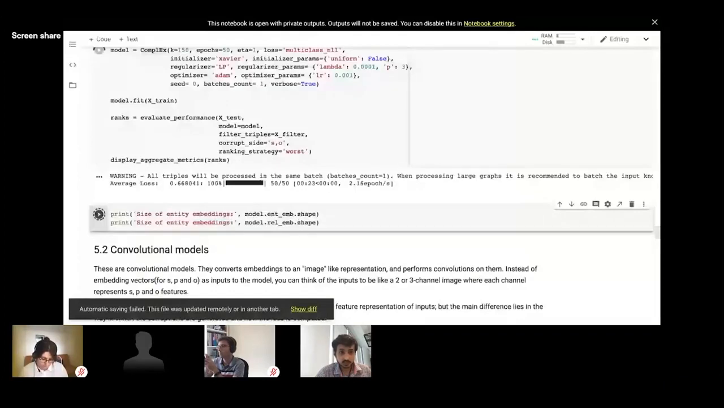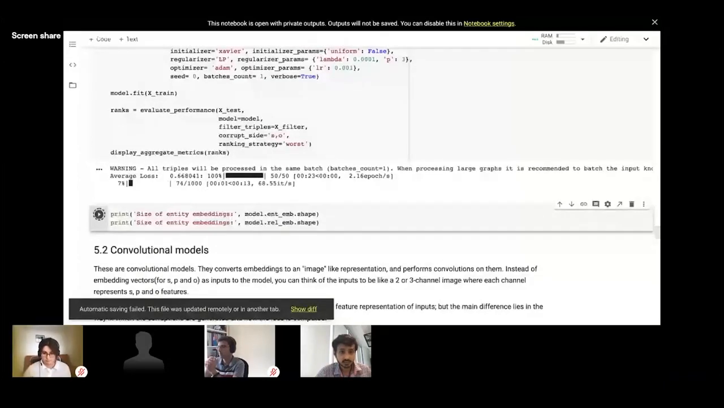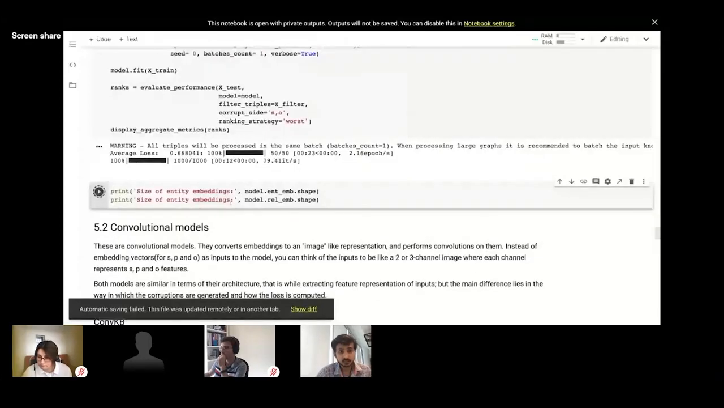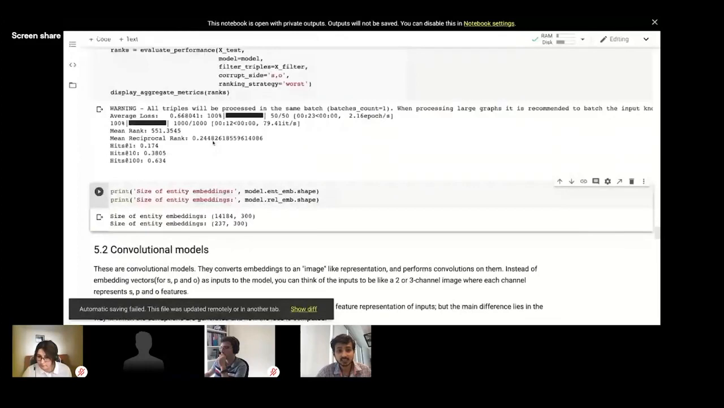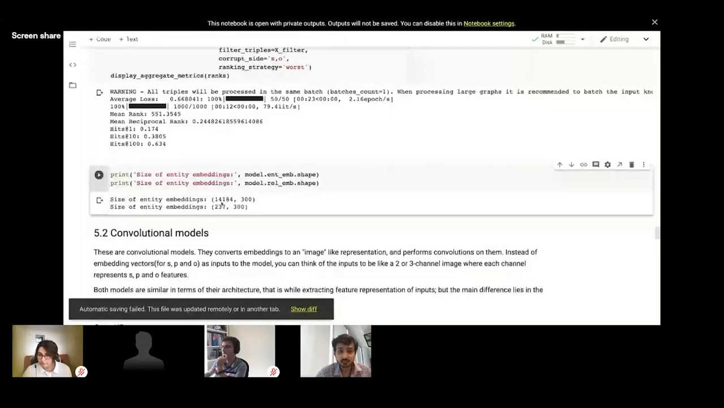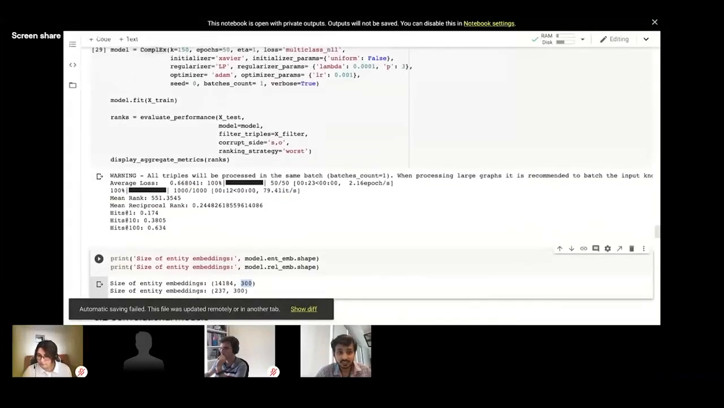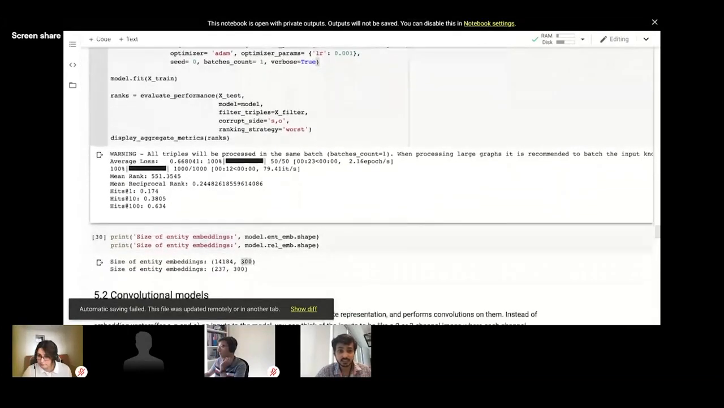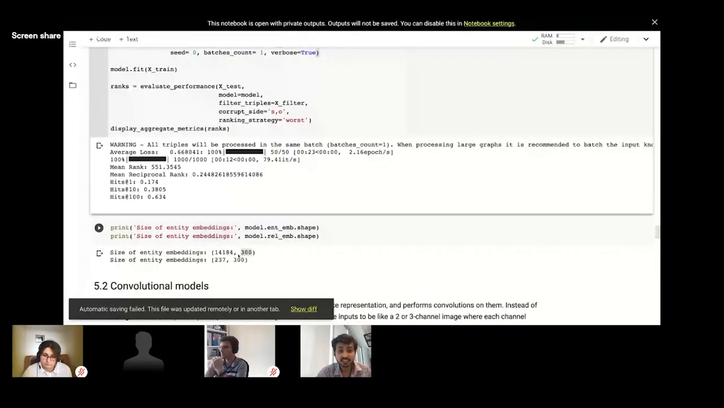So it's still running. And now it's evaluating on the test set. Now you'd see the model performs slightly better than TransE, it's 0.24 MRR. And you see there's a small difference here in the size of the embedding matrix. We had specified k equal to 150, and with TransE we got an embedding matrix of the same size, a vector of size 150 for each entity. But in the case of ComplEx, it changed to 300.